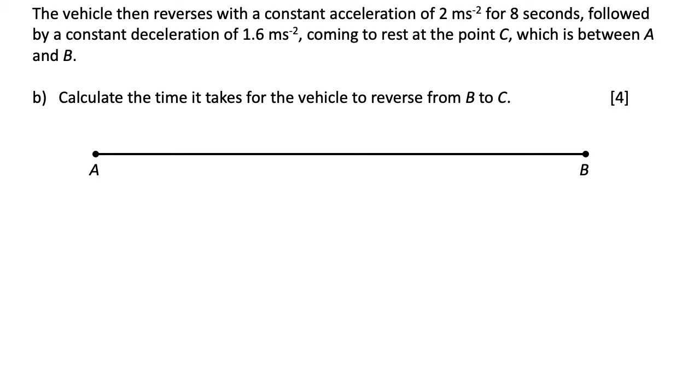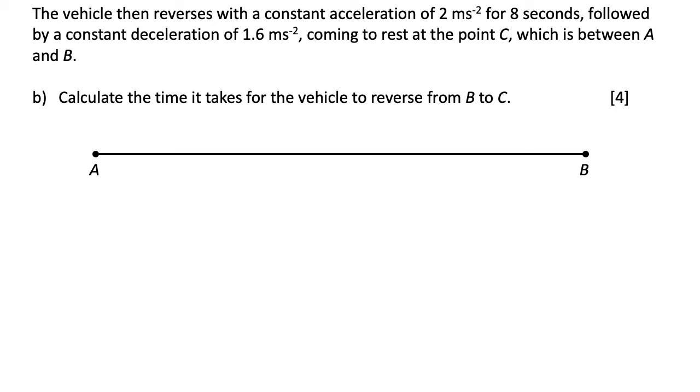The vehicle is travelling, in the initial part of the question that we've just been dealing with, from A to B. So at the end of part A of the question, the vehicle is at B. So at the beginning of part B of the question, the vehicle is at B. We're told that the vehicle then reverses.